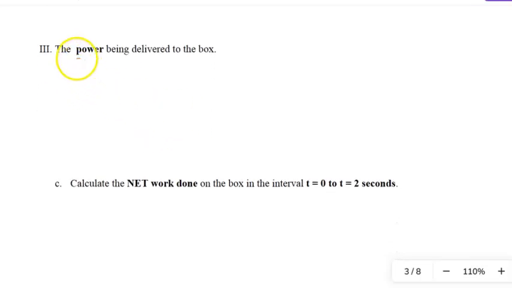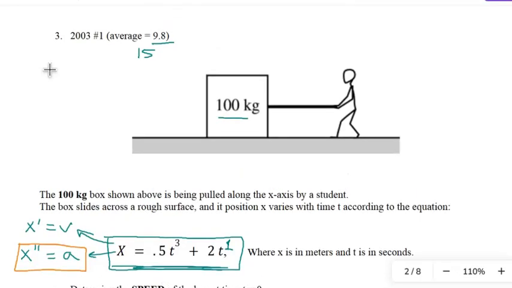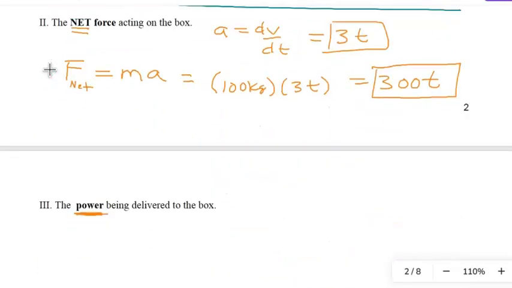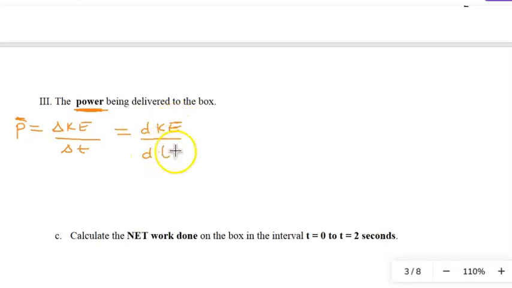Okay, and then the power being delivered to the box. There are 2 ways to do this. The box is not gaining spring stored energy, is not gaining gravitational stored energy, so it's only gaining kinetic energy. So option number 1 is to say the power is the change in kinetic energy over time. That would be average if we took a difference. The reason this question is in tonight's homework is because we're going to take the time derivative of the kinetic energy, and that's the power.